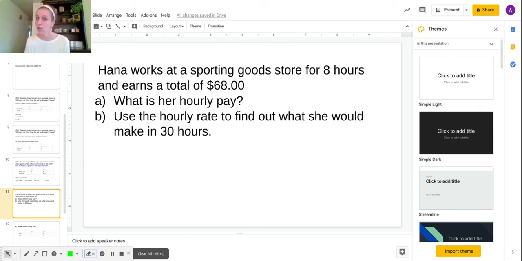So, what do we do first? Okay, let's do per day because that will help us. Okay, so she worked for 8 hours. She earns $68 total. We need to figure out how much money she's making for 1 hour of work. Okay, that's her hourly pay.